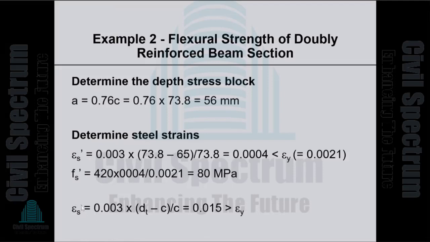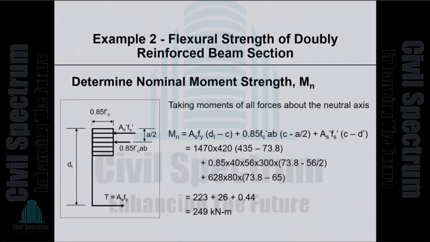The strain in the tension reinforcement by straight line strain distribution is 0.015, that is way over the yield strain. So the tension reinforcement is yielding as we postulated. Remember, our assumption was compression reinforcement is not yielding, tension reinforcement is yielding. Both assumptions turn out to be good. So now we are in a position to calculate the nominal moment strength. And it is again nominal moment strength because the extreme compression fiber strain is 0.003.